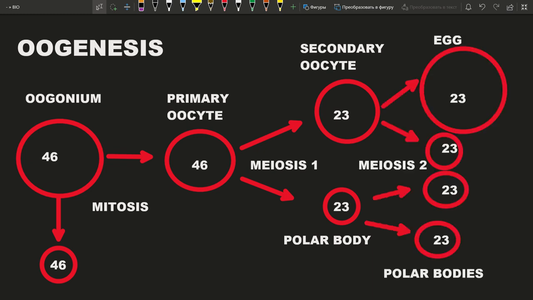And then both cells undergo meiosis 2 and polar body forms two other polar bodies, and the secondary oocyte forms an egg and a polar body. All of these cells are haploid and polar bodies die after the oogenesis. So what do we have? One oogonium forms one egg.